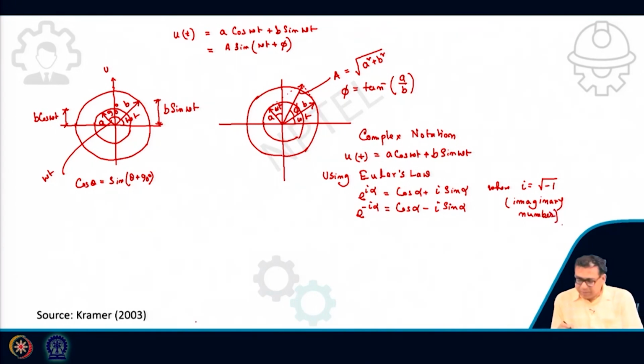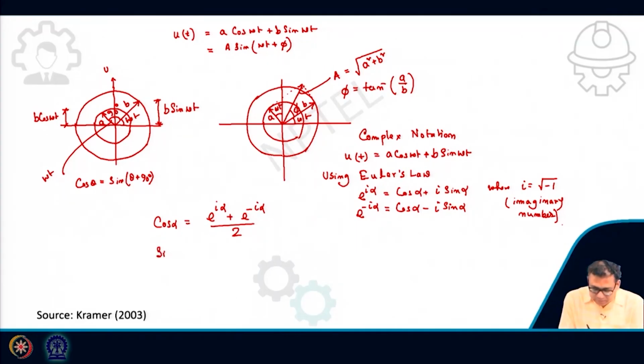Okay, now if this is the case, then I can express cos alpha as equal to e to the power i alpha plus e to the power minus i alpha divided by 2, because if I add these two equations, I will get the cos alpha expression. Similarly, I will get the sin alpha expression, that is minus i times e to the power i alpha minus e to the power minus i alpha divided by 2.